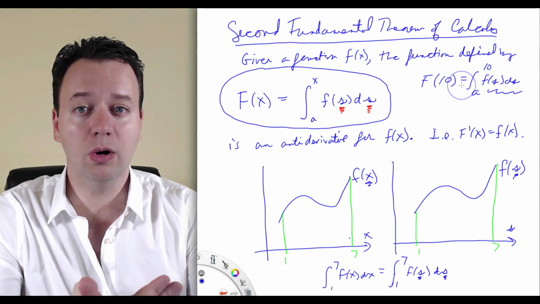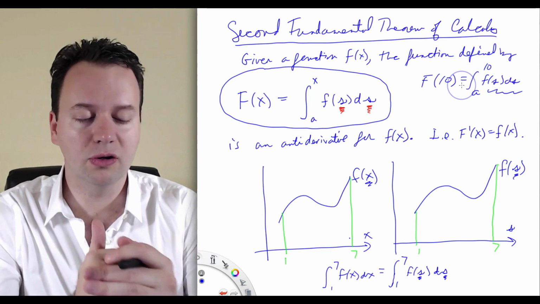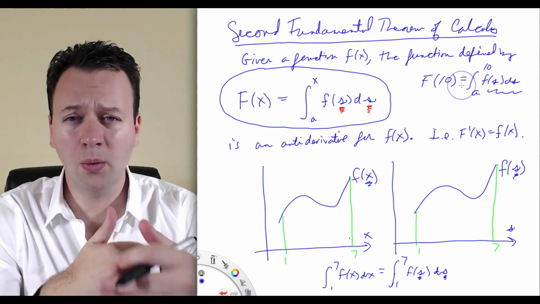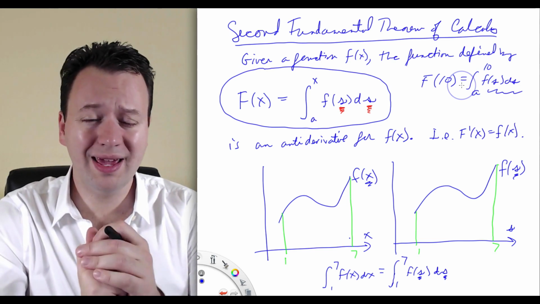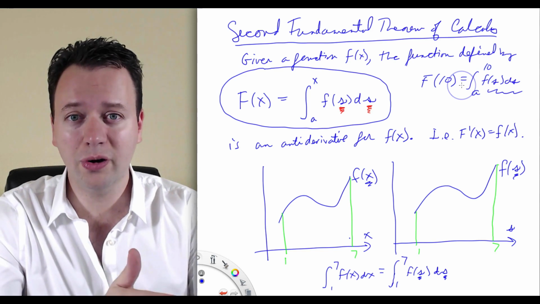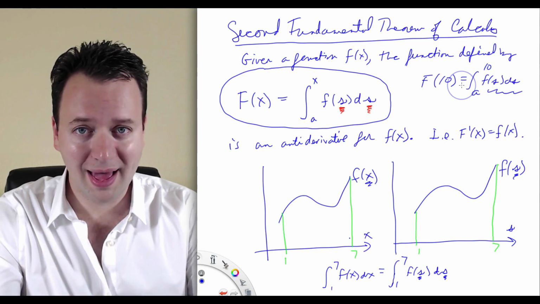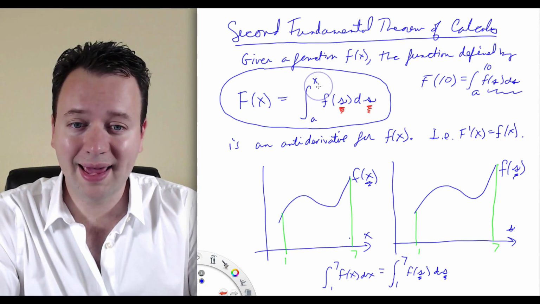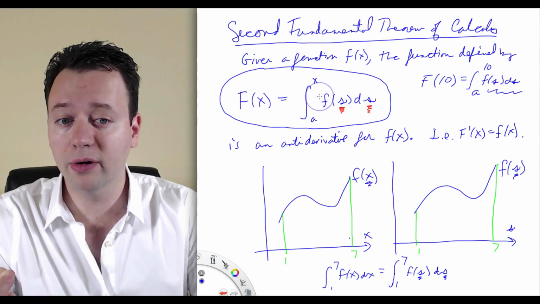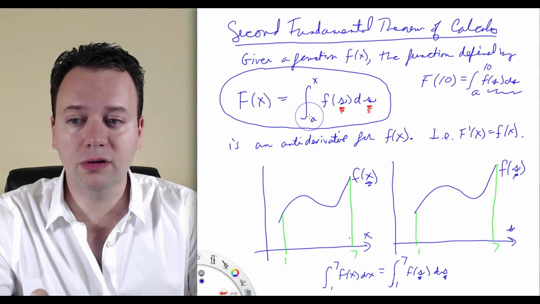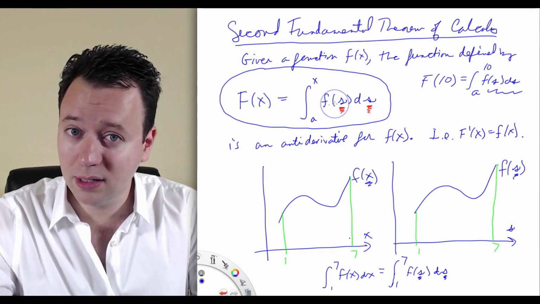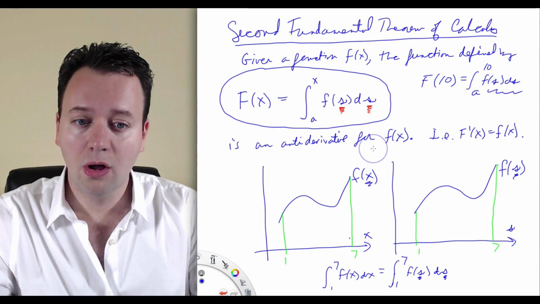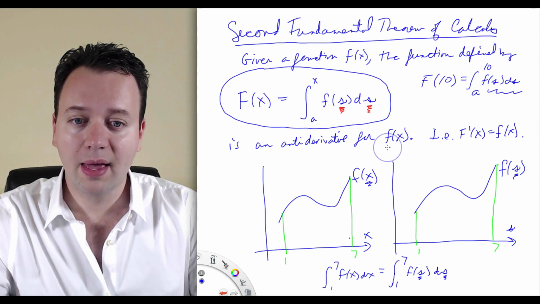Sometimes you'll see 0 to x, sometimes you might see 1 to x, and so forth. If I want to evaluate capital F of 30, it's just the integral from a to 30 of little f of s ds. So that's why this is a function of x, because for any x value, I get a unique output. And so the second fundamental theorem of calculus says that this function is an antiderivative for little f of x.